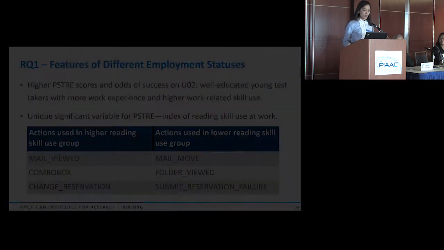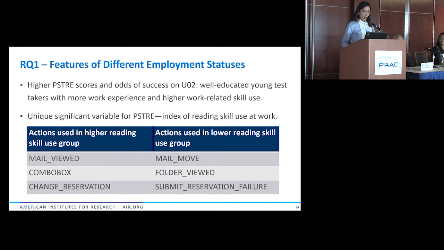So the first thing we notice in the results is that well-educated young test takers with more work experience and higher work-related skill use tend to have higher PSTRE scores and a higher chance of getting U02 correct, which is as we expected. The other thing is that there is one unique significant variable for PSTRE, the reading skill used at work. This is also significant for U02 correctness.